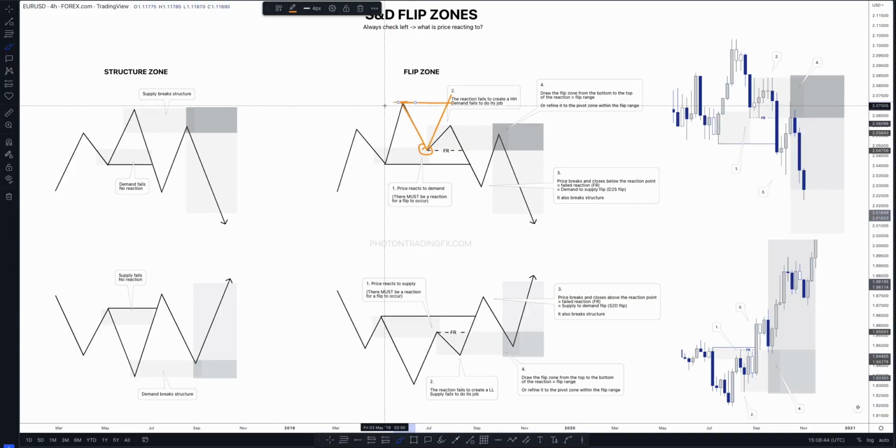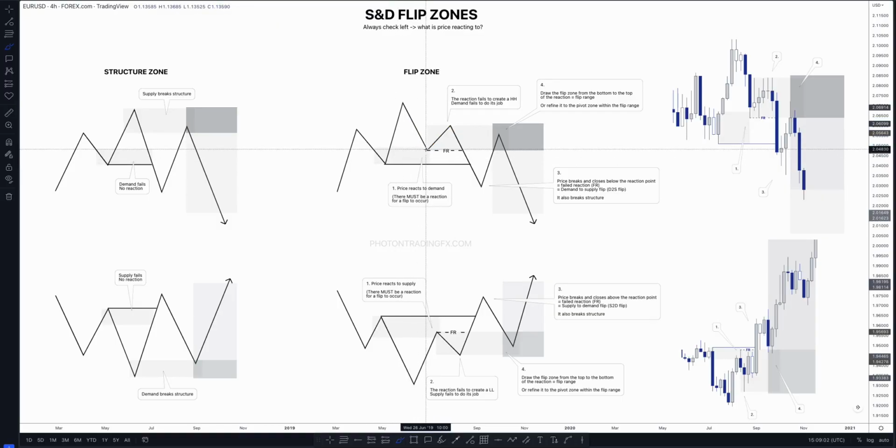Now, ideally, you want to see it cause price to break and close above that high, okay? But if you get a wick break, you could argue it's kind of half done its job. And that will become important in a minute. In this instance, price comes into the demand and it does react.